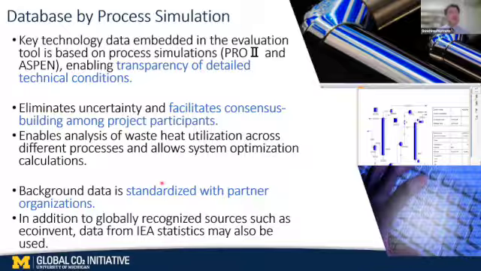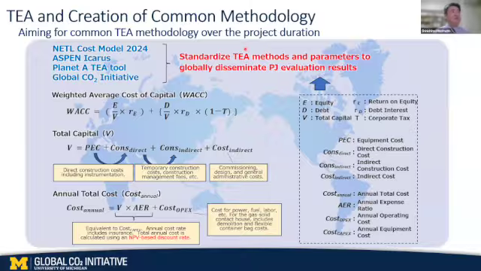And about TEA methodologies, we have been searching several TEA methodologies. We found that there is an NETL cost model, and in Aspen there is Aspen Icarus adopted inside Aspen. This is a methodology for TEA. Also, Planet A, the name of the company, provides a TEA tool. And I found that the Global CO2 Initiative also provides a tool for TEA.